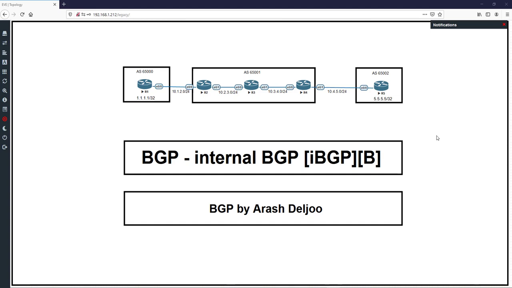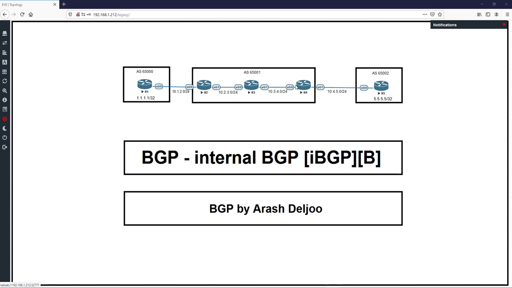Internal BGP, or iBGP. In this video, I want to talk about iBGP again and show you some new details about the iBGP behavior. We have a scenario with R1, R2, R3, R4, and R5. R1 resides in company 1 and R5 resides in company 2. Between these two companies, we have a service provider with 3 routers.